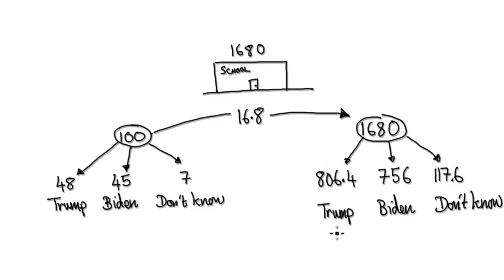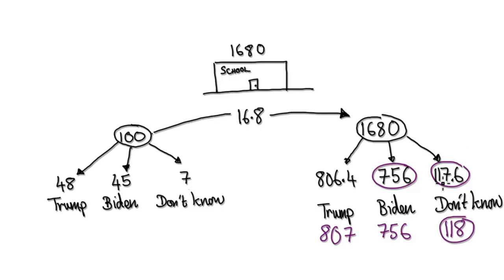So we're going to say there will be 807 people who will vote for Trump, and luckily it's already a whole person, so we're just going to leave it as it is. You can't have a decimal of a person, so let's round this up to 118. So 118 people will say they don't know, and so on. So this thing here will represent the whole school from this sample. Okay, so this is your final answer.